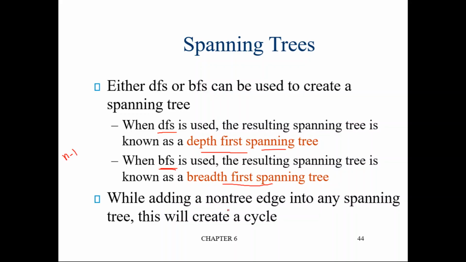Okay. While adding a non-tree edge into a spanning tree, as we have discussed, after creating a spanning tree, we will add only some of the edges to the spanning tree. Some of the edges will not be added. The edges that will be added will be called tree edges, and the edges that were not added will be called non-tree edges. So if you add these non-tree edges into the spanning tree, then it will create a cycle. So if you add even one non-tree edge, it will create a cycle.